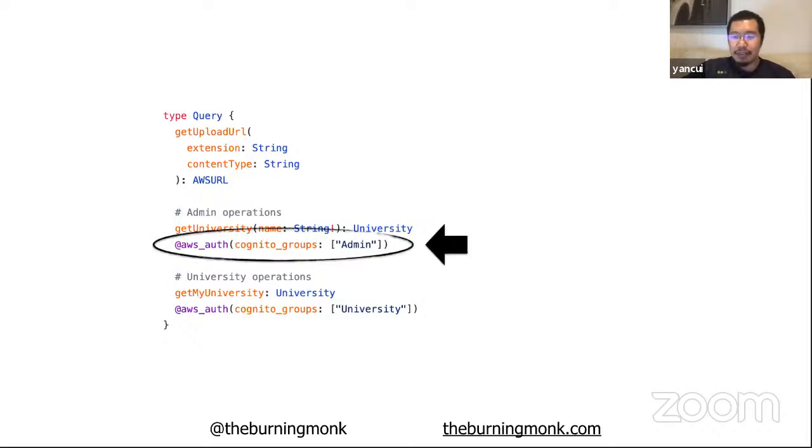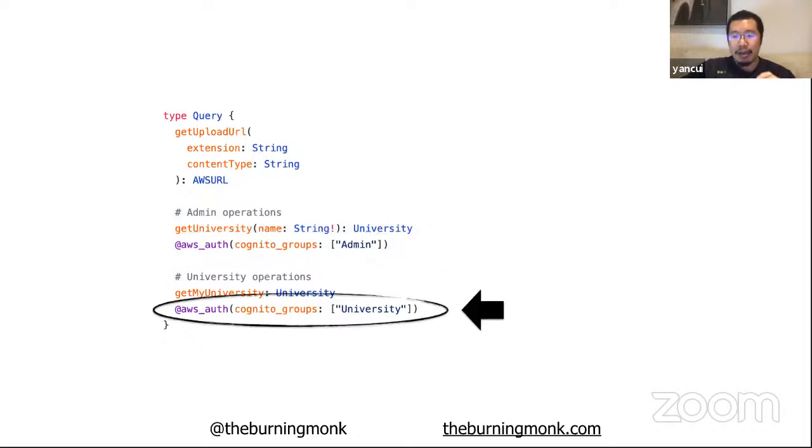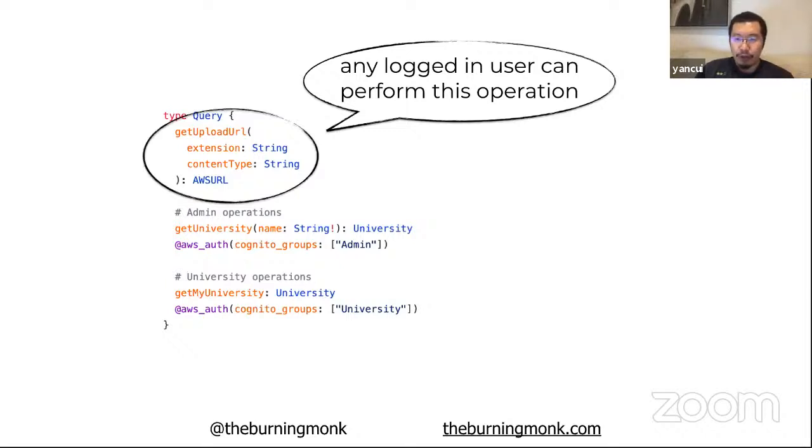All you have to do is to say that for this operation, only the Cognito users in this admin group can access this endpoint, and this other endpoint can only be used by the university admins, which in this case will be operating against just the university that they're the admin for, which makes building this sort of multi-tenancy aspect of the CMS a lot simpler. And if you don't specify any specific options, then any logged in users can do these operations, like uploading a URL, uploading an image for your university profile, background, and things like that.